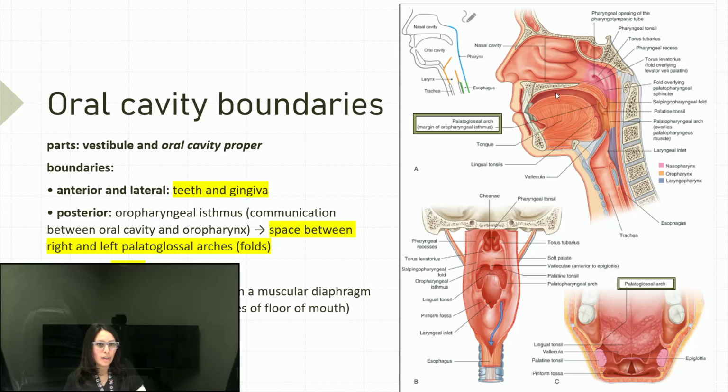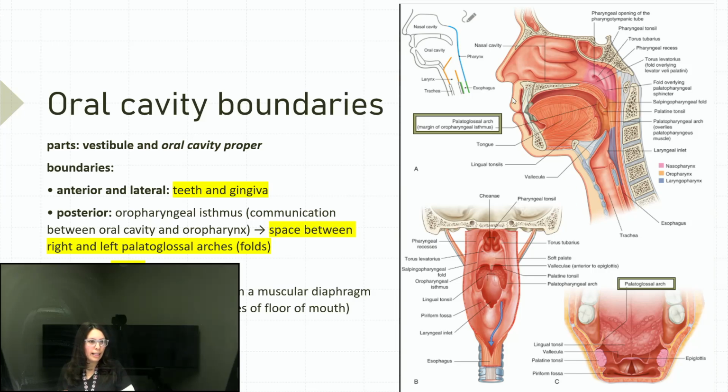And so in this particular case, I'm also showing you now the oral cavity itself. And the oral cavity, the boundaries more anteriorly and laterally is the teeth and gingiva. And then posteriorly is the space between the right and left palatoglossal arches, which in this picture, you can see right here from a sagittal view. You can see the palatoglossal arch more posteriorly. And then in this picture below, you can see it from a superior angle. You can see those palatoglossal arches more posteriorly.